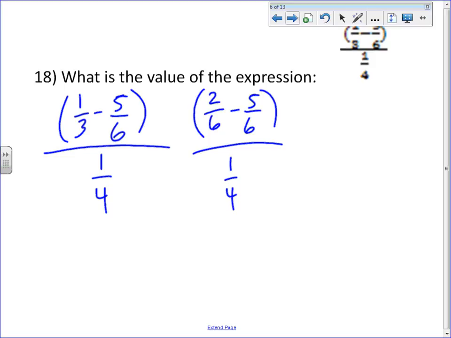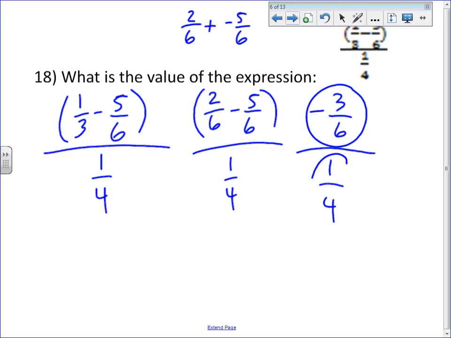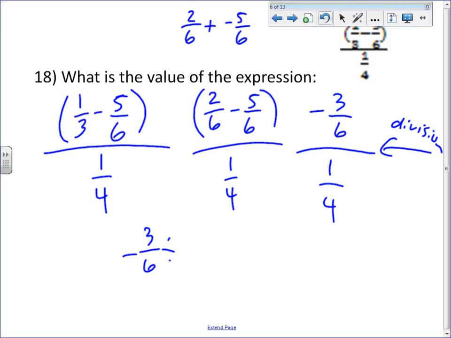2 over 6 minus 5 over 6. Can't do that. I'm going to keep change. I'll do it up here. 2 over 6 plus negative 5 over 6. Keep the sign of the bigger number, negative, and subtract. 5 minus 2 is negative 3 over 6, over 1 over 4. Now, when I'm done, we have a fraction over a fraction. This fraction right here represents division. So I can rewrite this as negative 3 over 6 divided by 1 over 4.